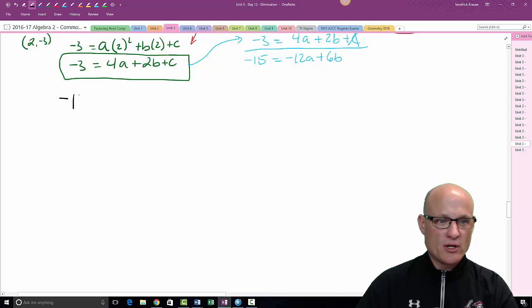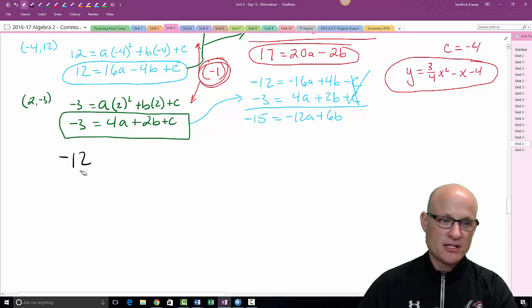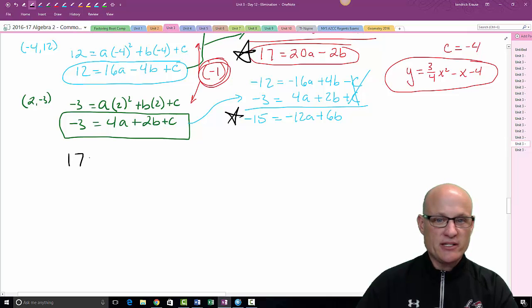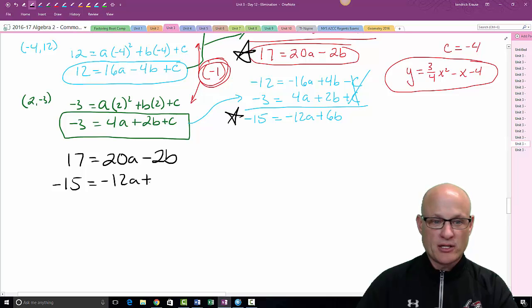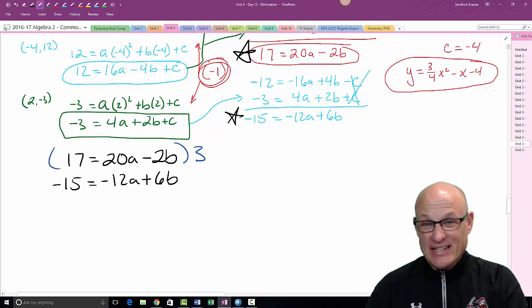So negative 12. Oh my gosh. I don't know what I'm writing. I got to use this equation and this equation. So 17 equals 20A minus 2B. And then this is negative 15 is equal to negative 12A plus 6B. I think it's pretty obvious if I multiply this one by 3, I get rid of the B's.